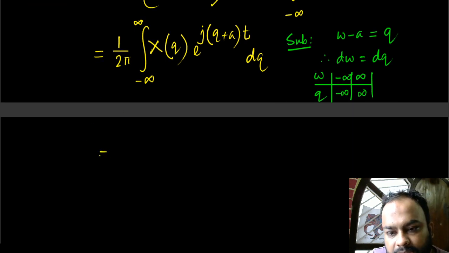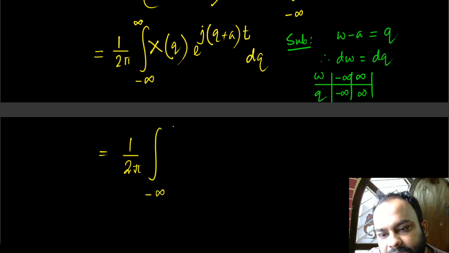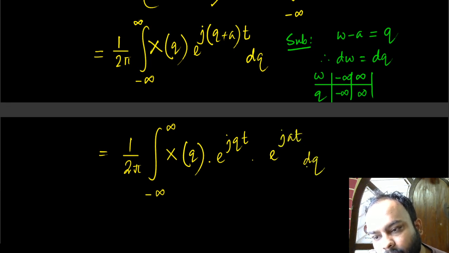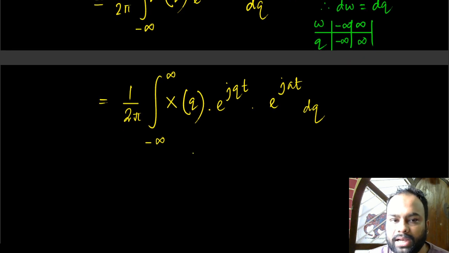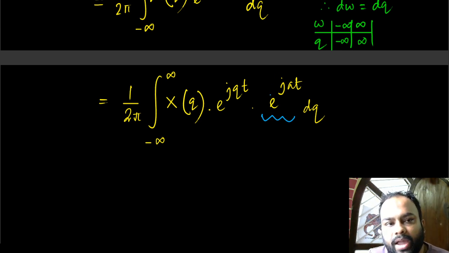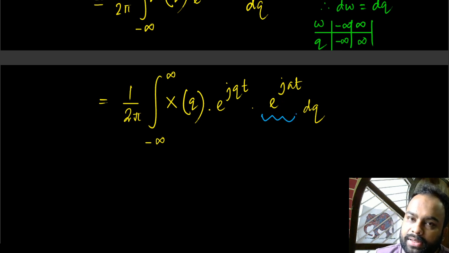So we have just done a substitution. I have 1 by 2 pi, integration from minus infinity to infinity of X(q), and if I expand this product, I have e to the power jqt into e to the power jat, and dq. As far as this integration is concerned, q is the variable, so this term does not have any variable from the integration. From the perspective of the integral, this term is entirely a constant.